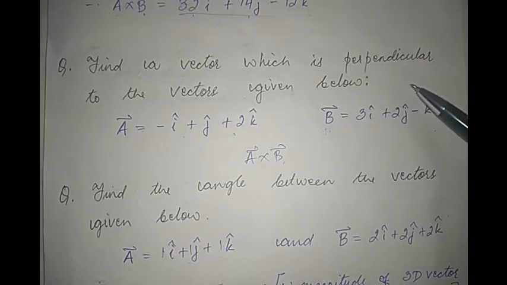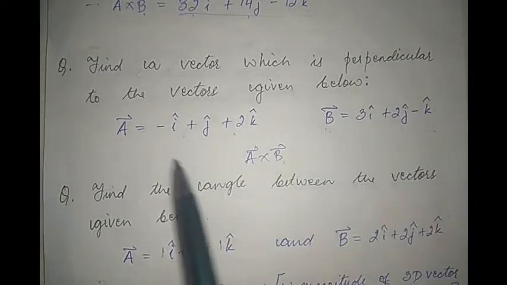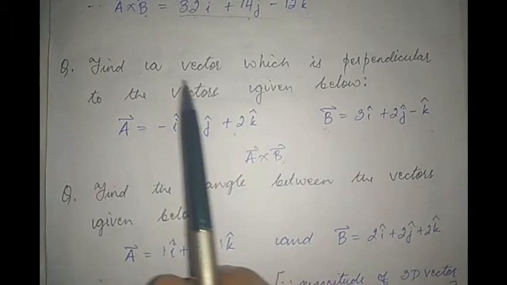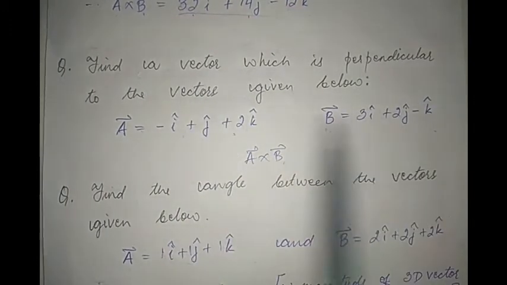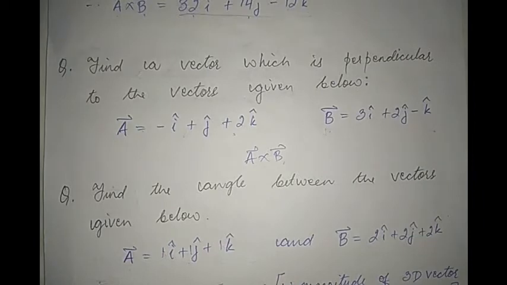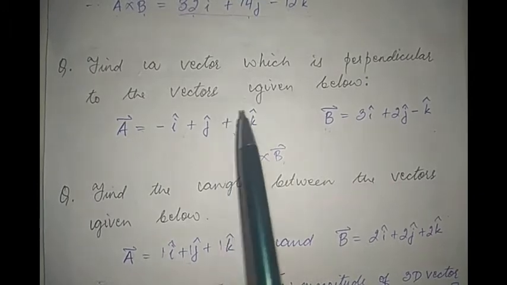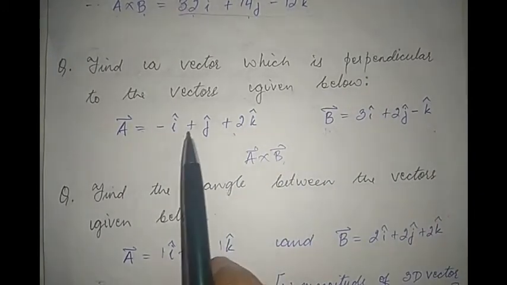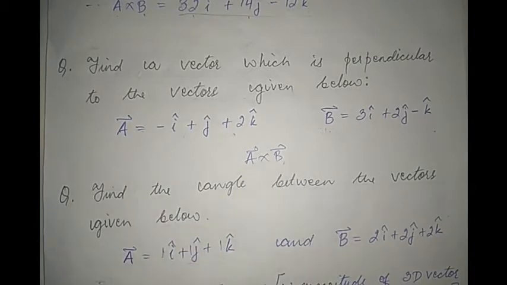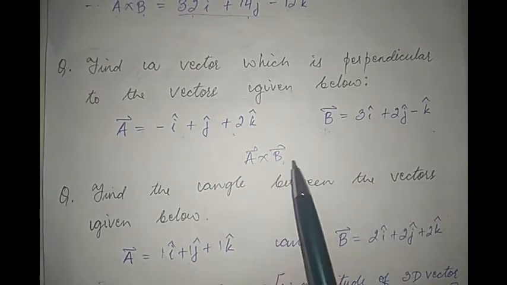One extra thing might be added to this question. It could be like: find a unit vector which is perpendicular to both of these given vectors. So now the additional thing is you need to find a unit vector which is perpendicular to both of these vectors. So again you will find the cross product between these two vectors, which will give you a vector which is perpendicular to both A and B. So A cross B is that vector.